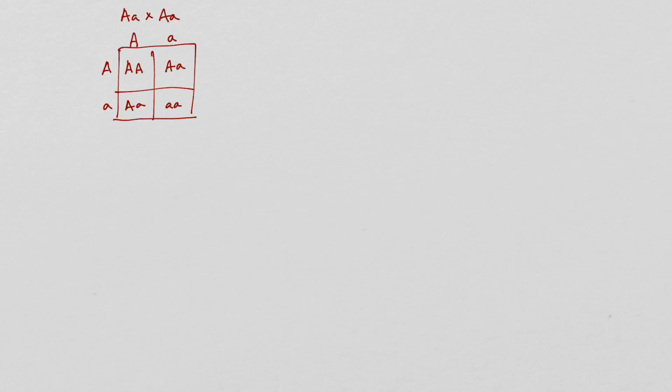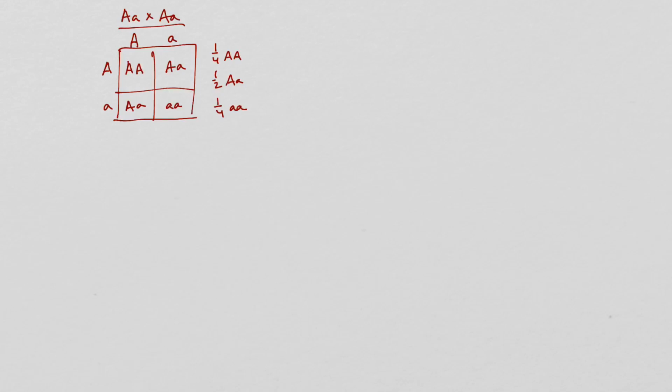So you can see in a cross between two heterozygotes, or a monohybrid cross, we're going to end up with 1/4 of the offspring being homozygous dominant, half of the offspring being heterozygous, and 1/4 of the offspring being homozygous recessive.